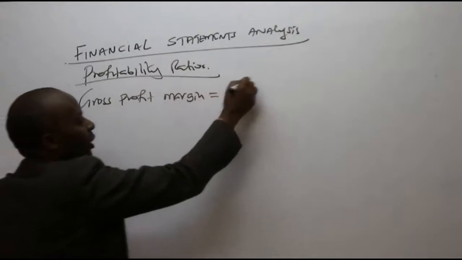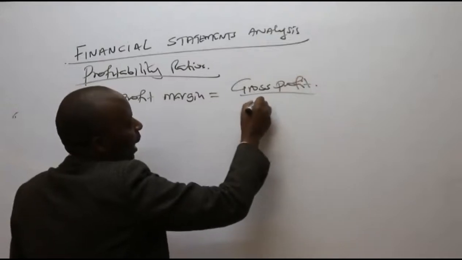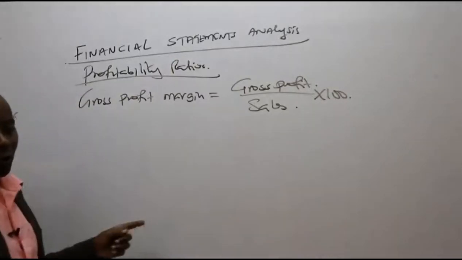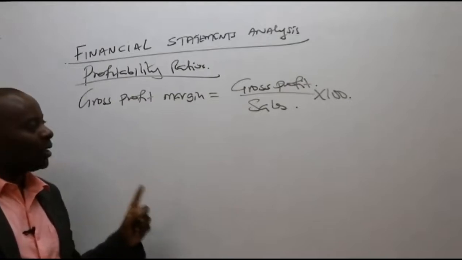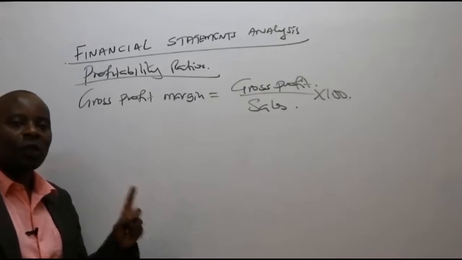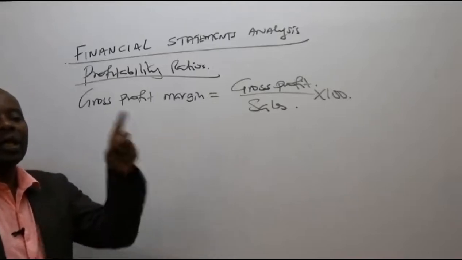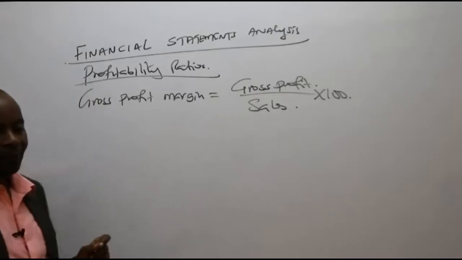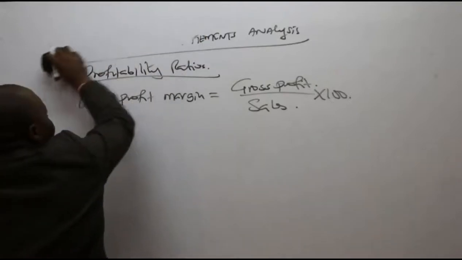Gross profit margin, ladies and gentlemen, we normally take the gross profit divided by sales of the company times 100. Gross profit all over sales times 100. It is quite important to note that for gross profit margin, the firm that is doing well will be that firm whose gross profit margin increases with time. So gross profit margin should be increasing with time.